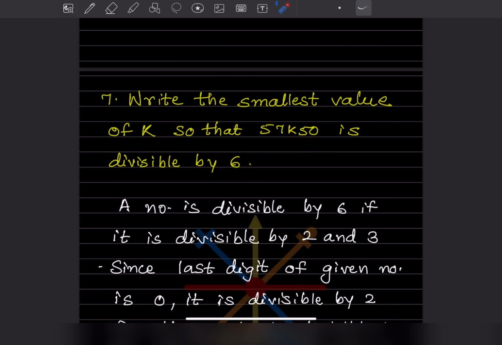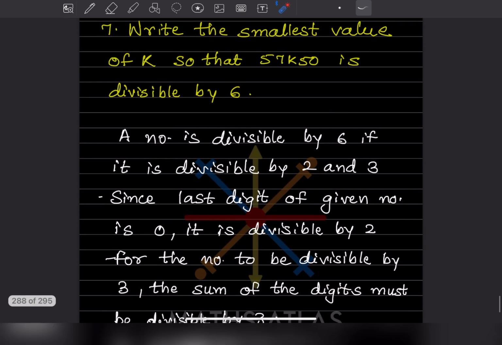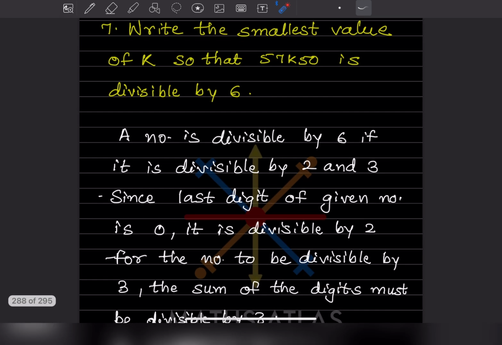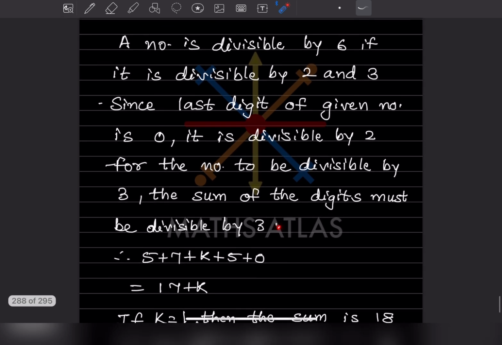Now first we should know the divisibility rule of 6. A number is divisible by 6 if it is divisible by both 2 and 3. Since the last digit of the given number is 0, it is divisible by 2, because if you have 0, 2, 4, 6, 8 in the units place, it will be divisible by 2. For the number to be divisible by 3, the sum of the digits must be divisible by 3.